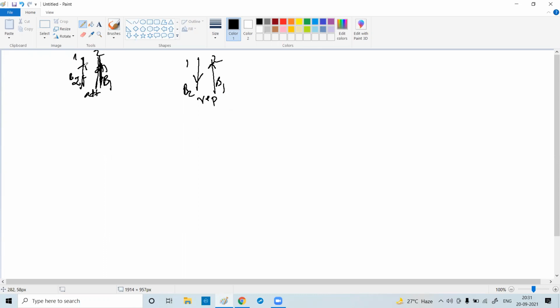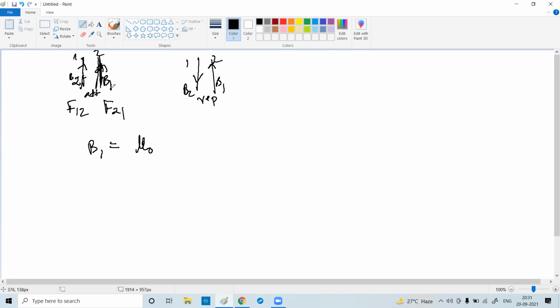Understood or not? The force on 1 is because of 2. Force on 2 is because of 1. Agree with me? So if I say, what is the magnetic field on 1, or what is this B1 value? We already did a formula, Biot-Savart's law we studied. Mu naught by... What is the current flowing?